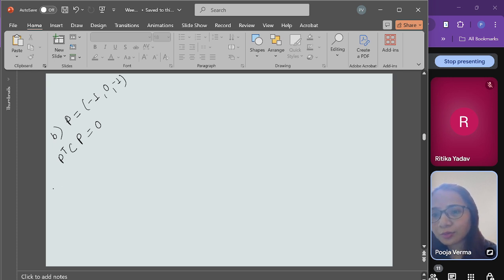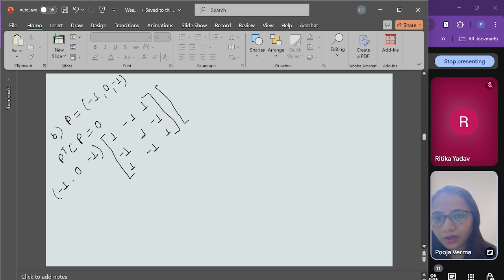So P here is -1, 0, -1. The conic matrix is given as 1, -1, 1, -1, 1, -1, 1, -1, and 1. Again, that is a transpose, so 1, -1, 0, -1. Okay, so now the next step.